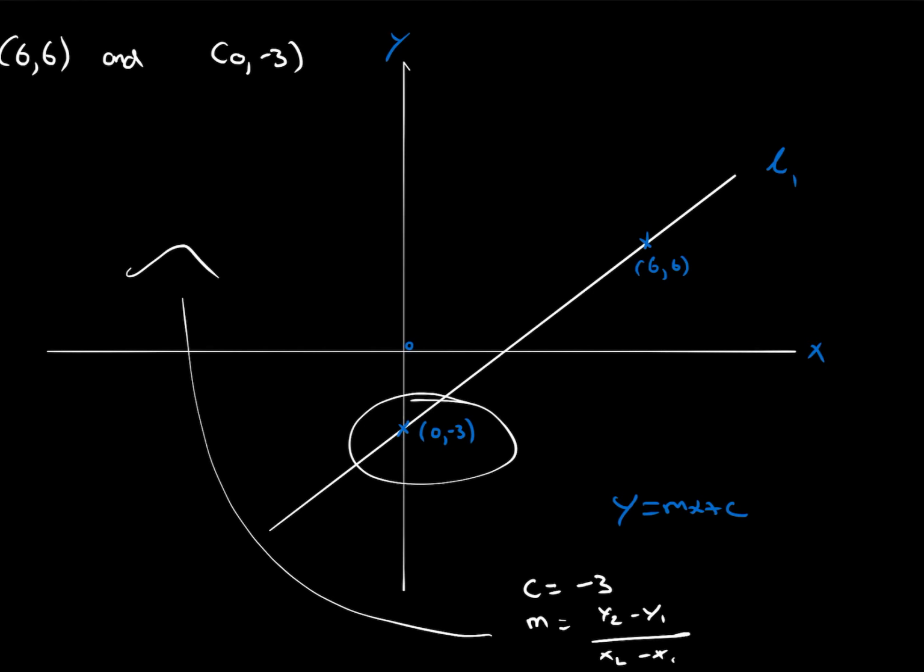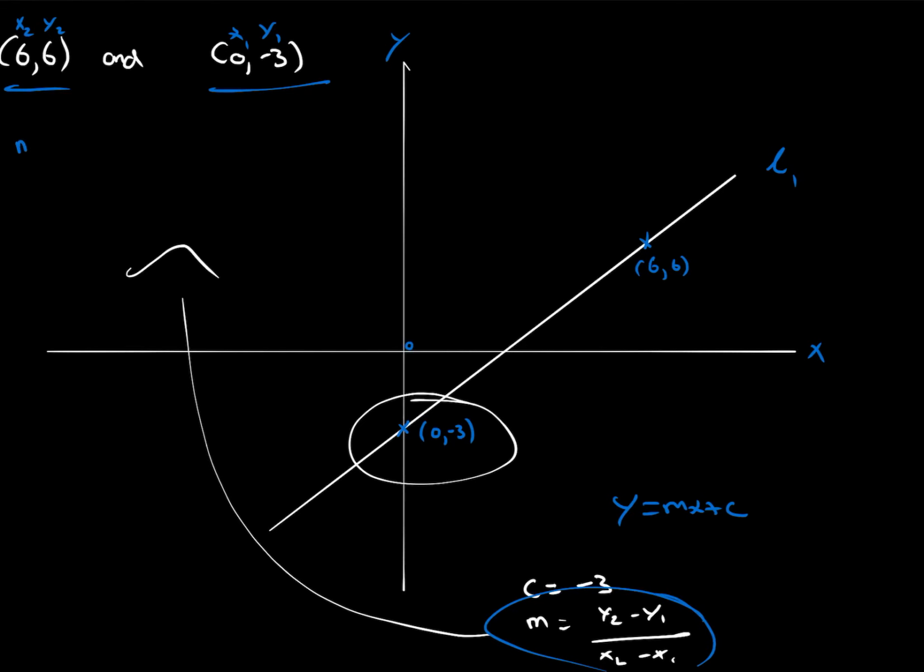So let's label them. 6 here would be our x2 and y2. This would be our x1 and y1. It doesn't matter which order you go in. You can change them to be this being ones and this being twos. It doesn't matter which order; you're always going to come up with the same answer. So let's use our formula to find the gradient.